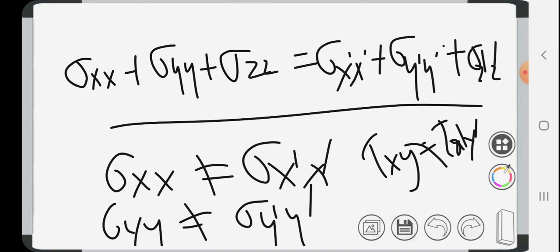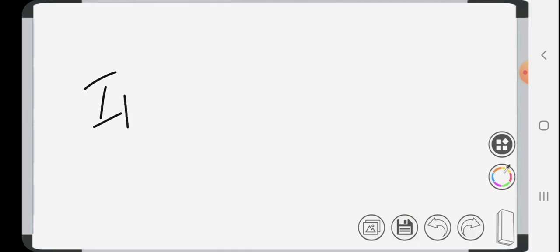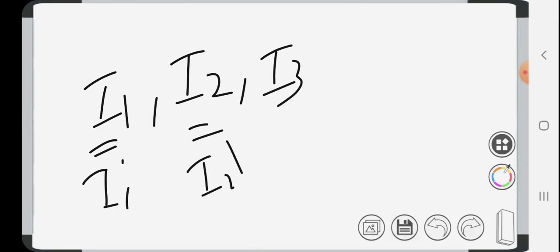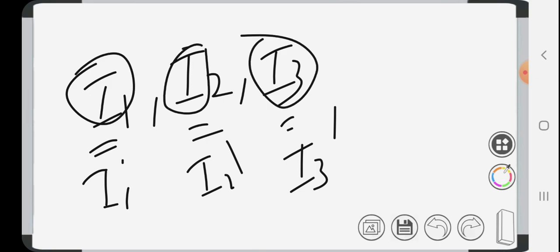Any other quantities won't be equal when calculated in two different frames of reference. But I1, I2, I3 will be equal to I1 dash, I2 dash, and I3 dash. So only these three components remain unchanged, or invariant, even if the frame of reference is changed. So that is the idea of stress invariants. Okay, stress invariants.